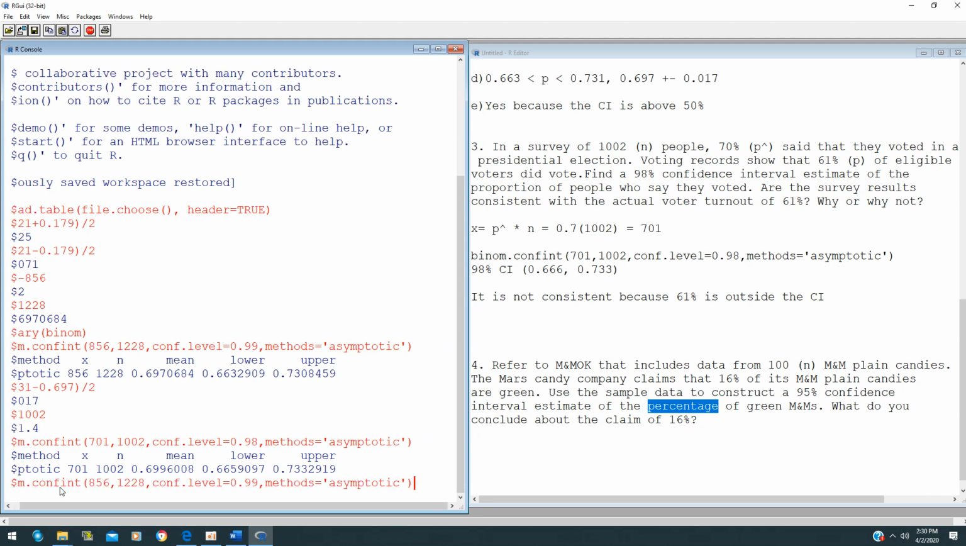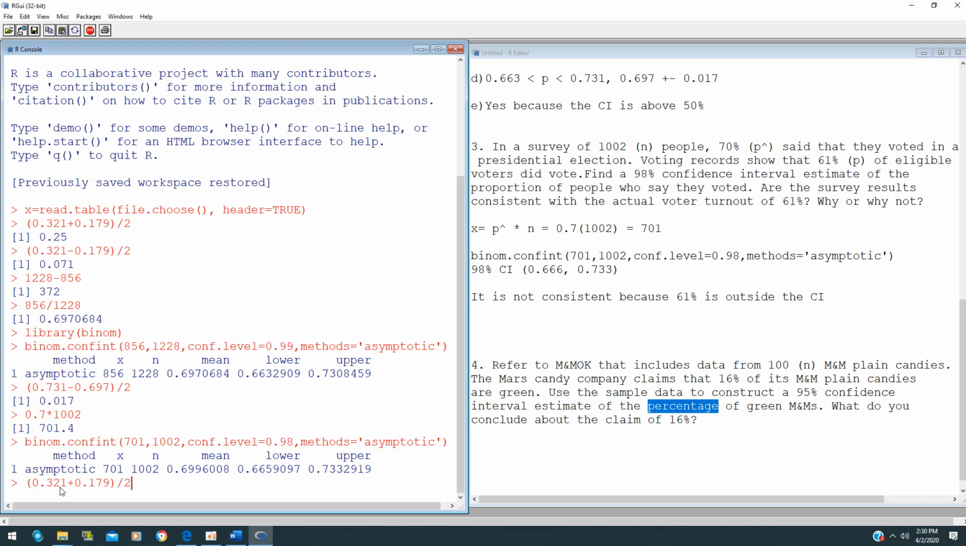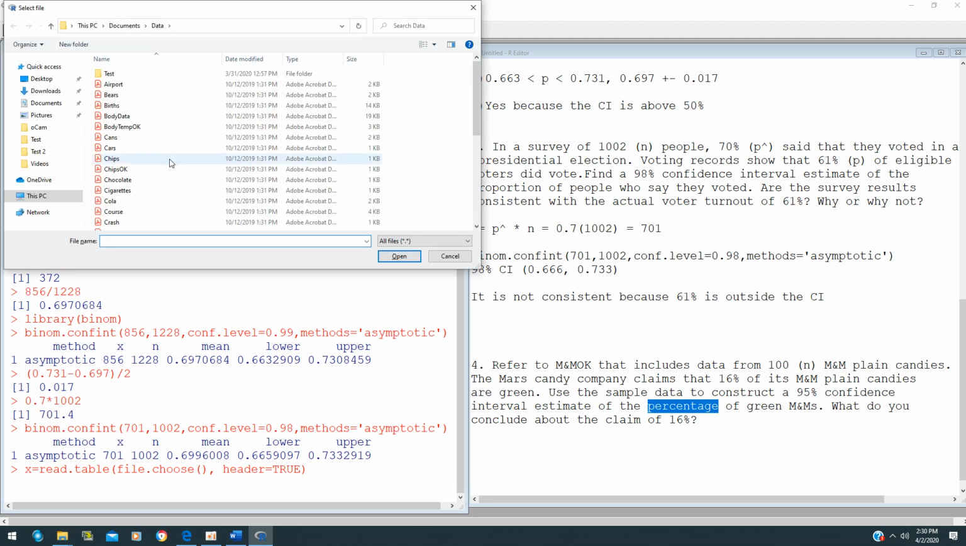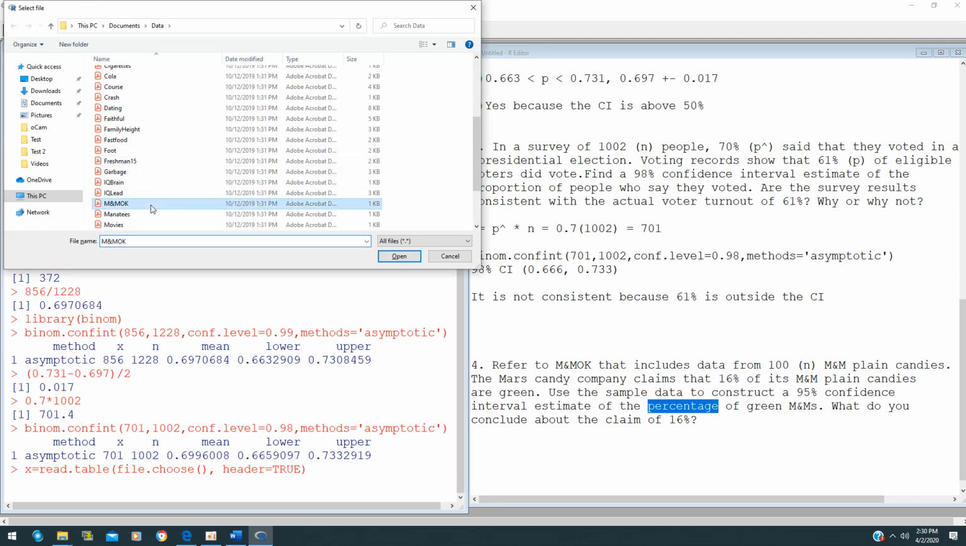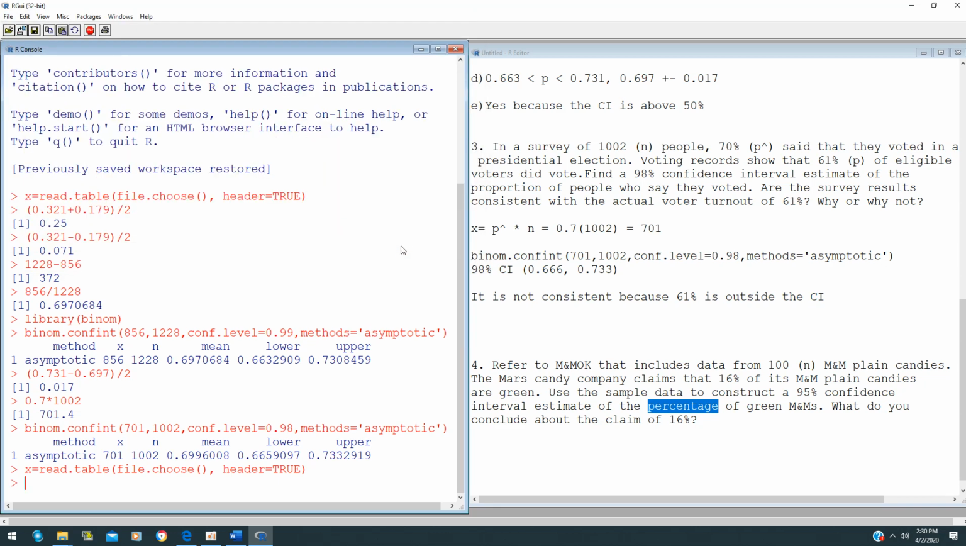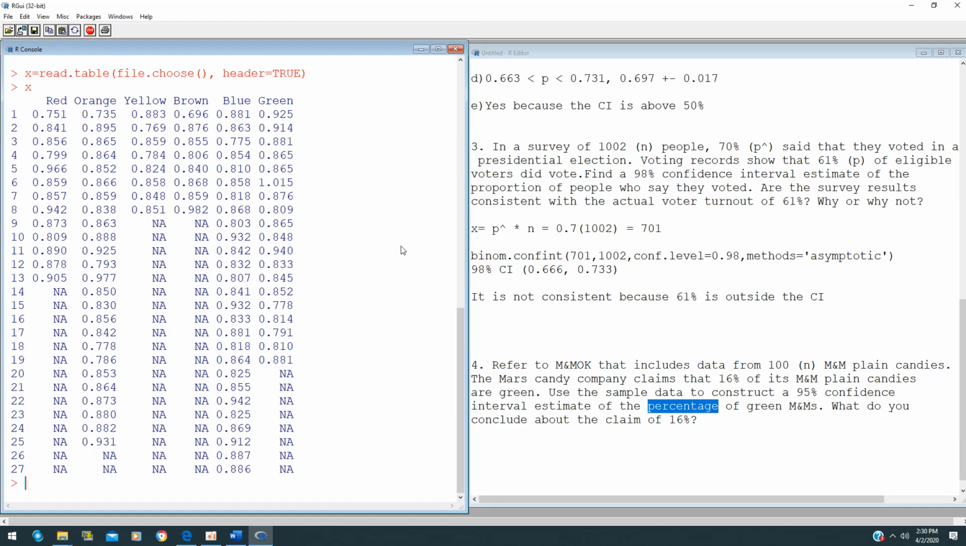Again, we have to use file.choose: x equals read.table(file.choose()), and you will pick the M&M OK file in this case, which we got right here. When you look at this file, just ignore the NA here. There are 100 M&Ms here, and they're all labeled in different colors. There are 6 colors here. And what are all these numbers? These numbers are actually the weight of the M&Ms in grams.